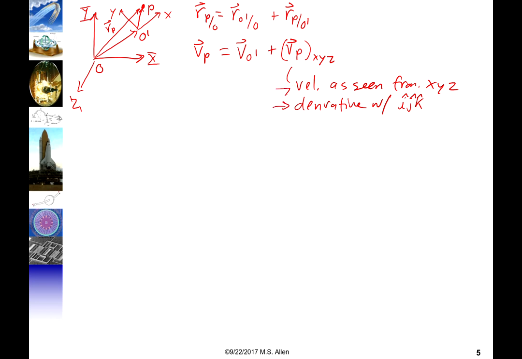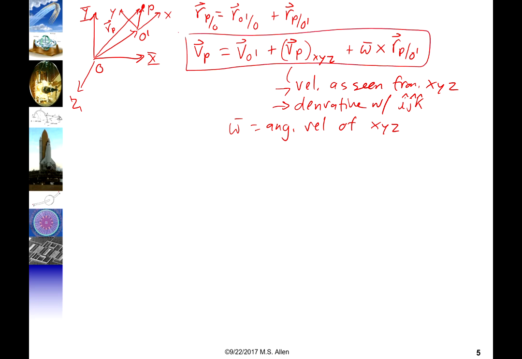Okay, so then we have that, and we know that if we do that, then we're also going to have to add in a correction term, which is omega cross r_P/O'. And the important thing here is that omega is the angular velocity of the xyz reference frame. Alright, so that's the velocity, and this is an equation that we're going to use a lot.